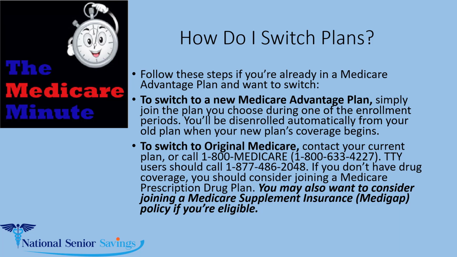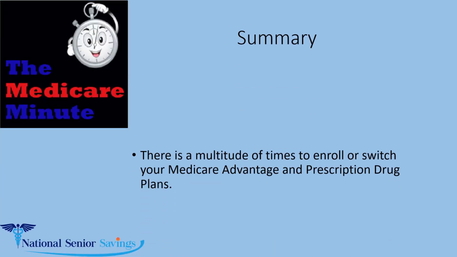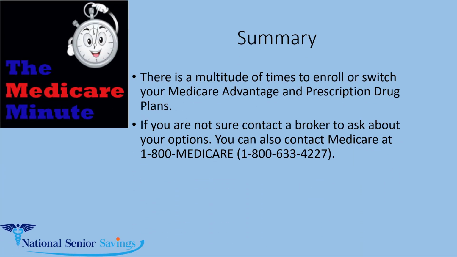The most important thing, though, is you really don't have to call Medicare, because if you want to go back from a Medicare Advantage plan just to original Medicare, all you have to do is simply join a prescription drug plan, Part D, and that will automatically disenroll you from whatever plan that you are on. So, in summary, there's a multitude of times to enroll or switch your Medicare Advantage plan and your prescription drug plan. If you're not sure, contact a broker to ask about your options. You can also contact Medicare at 800-MEDICARE. That's 800-633-4227.